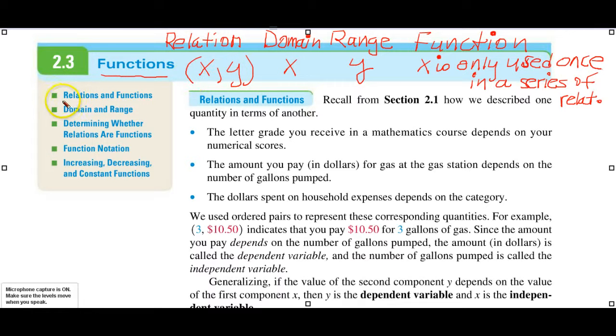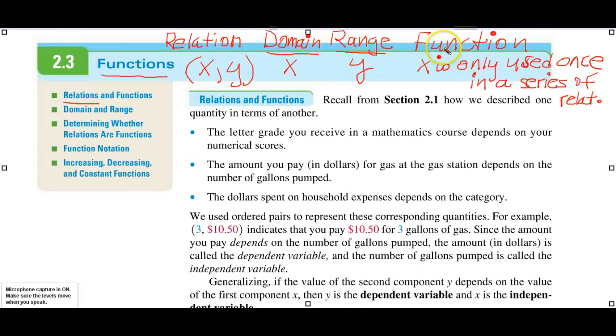One of the words we're going to talk about is relations, and one of the best examples of a relation is an ordered pair. And we've talked about that already. Now, within the ordered pair, we have the letter X, and the X elements of any ordered pair make up what is called the domain. And the Y element in any ordered pair makes up the range.